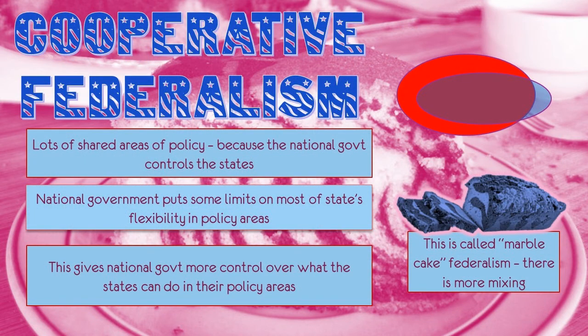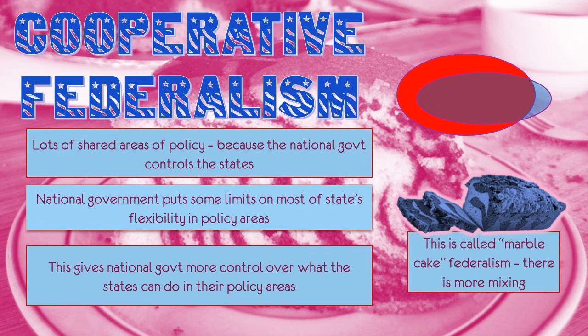All right, so we've got a nice new name for this type of federalism. What we're describing here, we're calling it cooperative federalism. It creates the idea that the national government and the state governments are working much more closely together, that they are cooperating. You see in the background there, you see a cake. We're going to get to that in a minute. First, this system describes lots more shared areas of policy. But it is not equal sharing. This is where the national government has put limits on the state's flexibility in all of its policy areas.